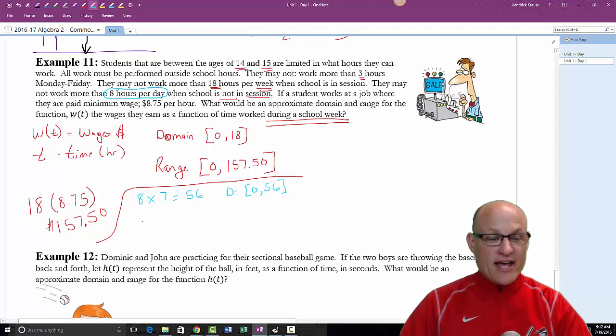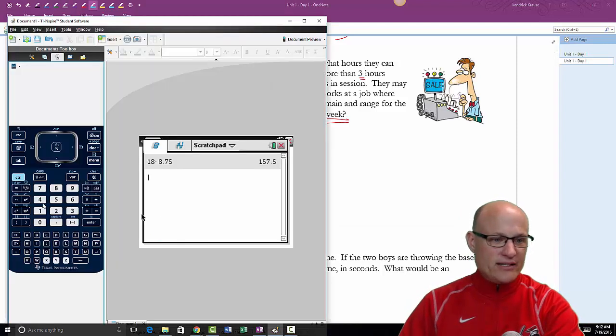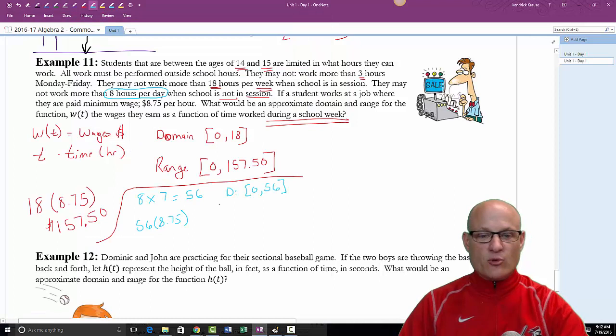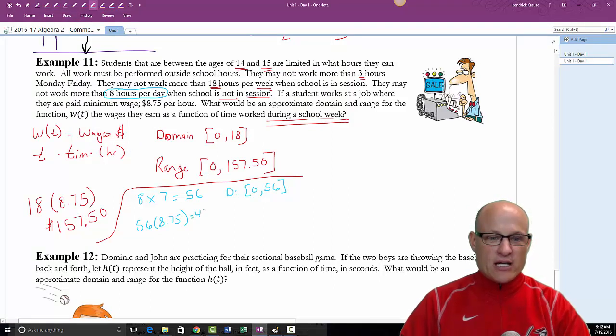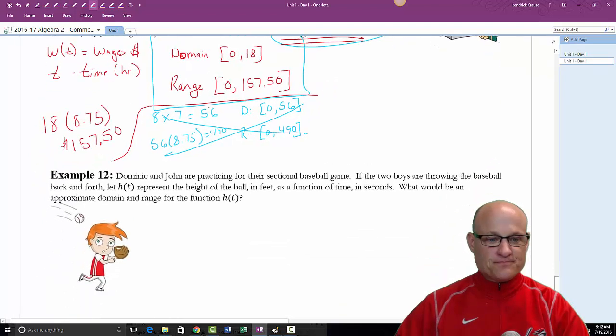And I believe then my range would be, let's see, I got 56 times 8.75. I think it's around 490. 56 times 8.75. This one I didn't figure out. 490. Oh, it is 490. So in this case, my range would be between 0 and 490. But again, they didn't ask about this. They asked about during a school week, so that would be these answers.